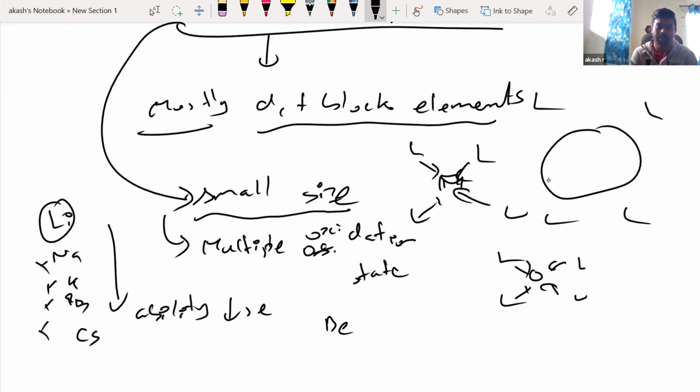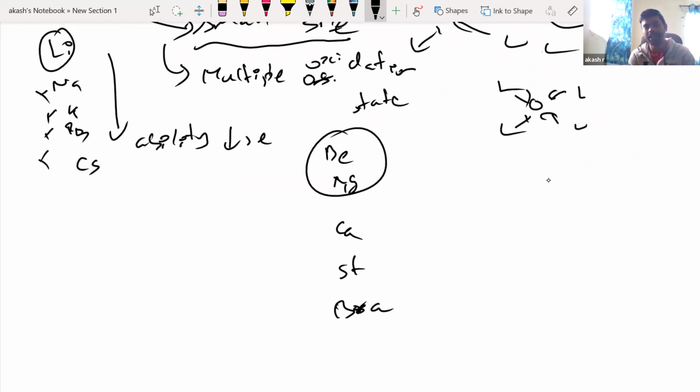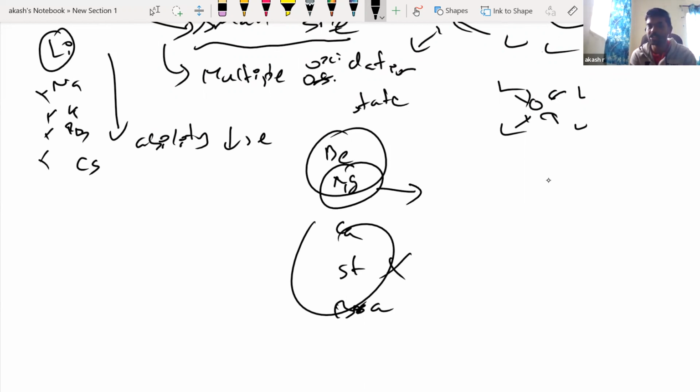In the same way, in beryllium, magnesium, calcium, strontium, barium, only beryllium and magnesium are able to form coordination complexes. These three will not be able to form. Actually, I can give you one good piece of information. This magnesium forms a coordination complex, and it is actually formed with chlorophyll.